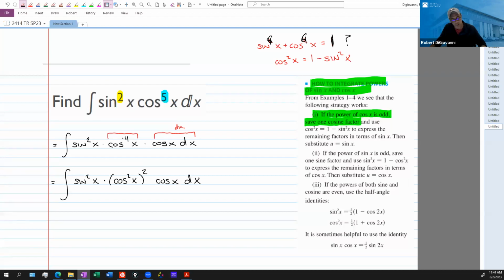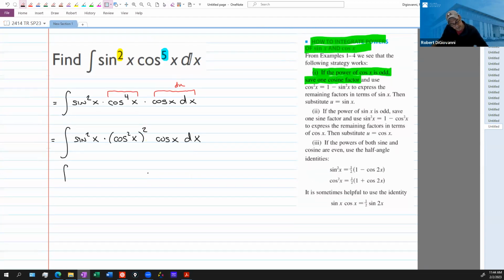Isn't that what cosine to the fourth really means? But then that can be turned into sine squared x. And then cosine squared x, I can turn that into 1 minus sine squared x, and then that whole thing squared. So that step right there, I'm using the Pythagorean identity. I'm rewriting cosine squared x as 1 minus sine squared x, but I'm keeping that squared out here, right?